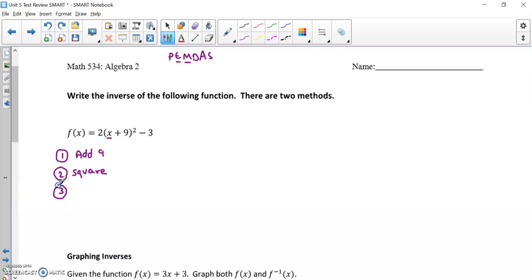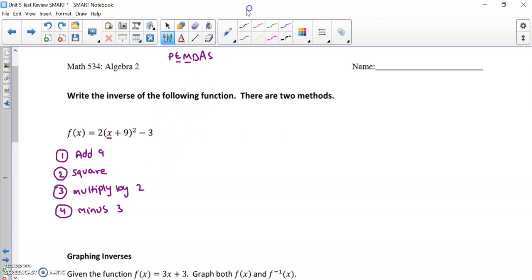Now that we've taken care of those pieces, we can go ahead and do the 2. Now multiplication is before subtraction. That's how we know that we need to take care of this multiplication by 2 before we can focus on this minus 3. So multiply by 2. And then the last step is going to be that minus 3. So basically this is just that entire equation in English.